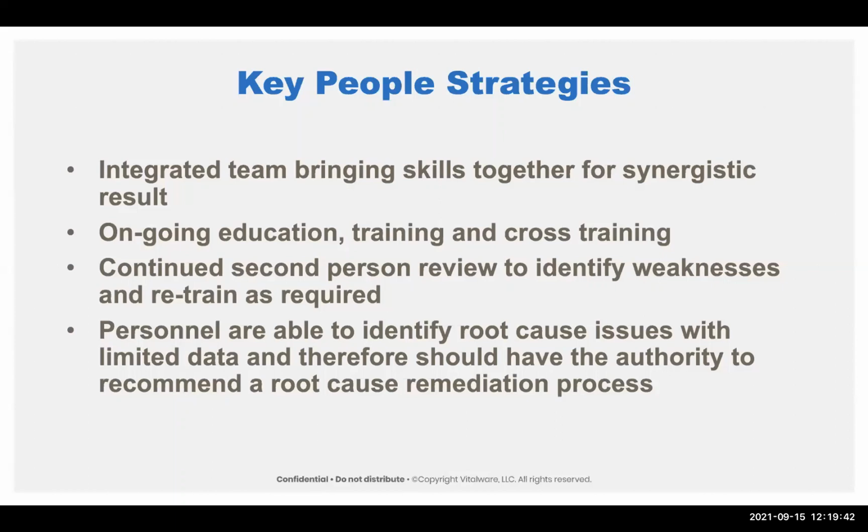So I know the coders learn the new CPT codes and they learn the new procedures, but do the clinicians understand what changed and how that might change their documentation? Continued second person review to identify weaknesses and retrain. And this is one area where the CDM is just, you need a second person.